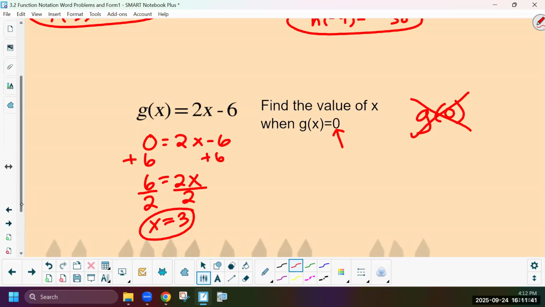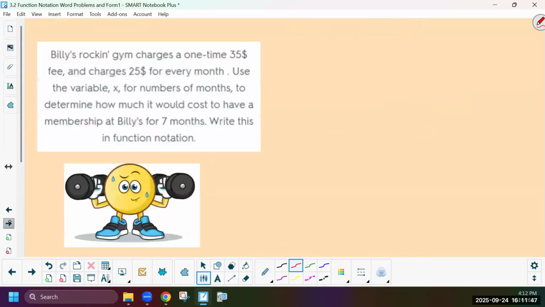Okay, the next thing I want to focus on is word problems. So let's go ahead and look at the next one. Billy's Rocking Gym charges a one-time fee of $35 and charges a $25 fee for every month. Use the variable x for number of months and determine how much it would cost for the membership at Billy's for 7 months. And we want to write it in function notation. So the first thing I want to do is identify that x is months.